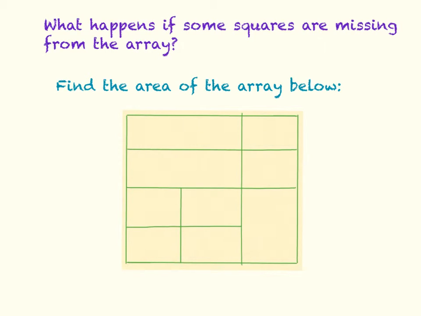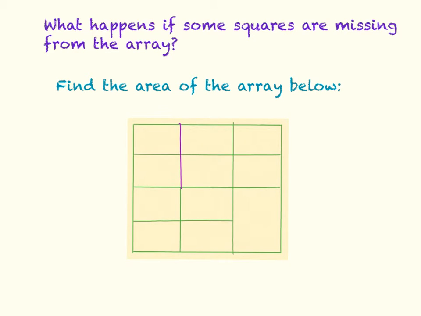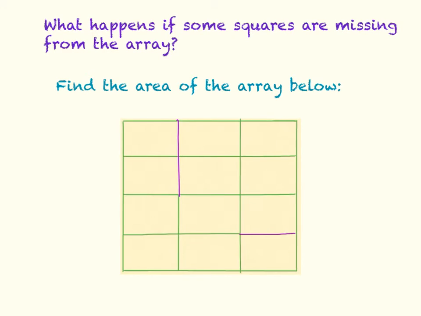So now what happens if some squares are missing from the array? The problem says, find the area of the array below. This is the same square that we used before, but now we have to find the area with these missing lines. And the first step is to fill in those lines, and we'll start with the column first. So here you can see by this purple line that we have filled in the column. And now the row. All you have to do is continue the line for where it's missing.